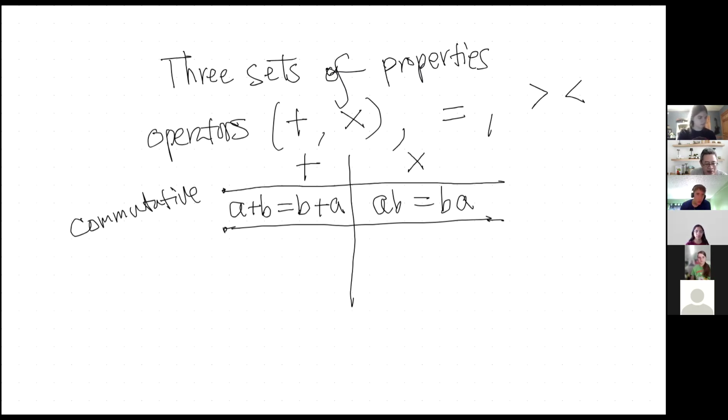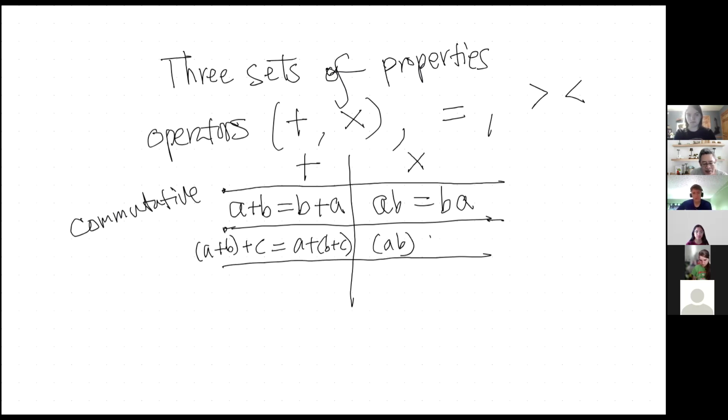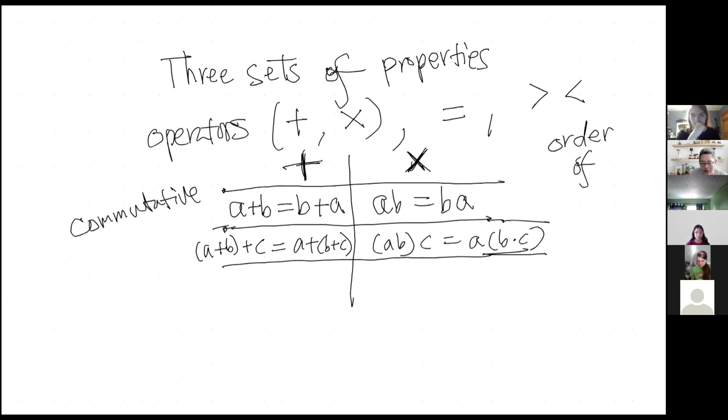Okay, we have this property. Then we have another one: A plus B plus C is the same as A plus B plus C, grouped differently, or A times B then times C equals A times B times C. This says that as far as addition and multiplication are concerned, which two you do first really doesn't matter. You can see this is different from order of operations. Order of operations is for elementary school math, and now we are at a higher level of math.